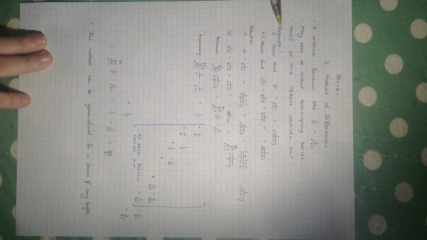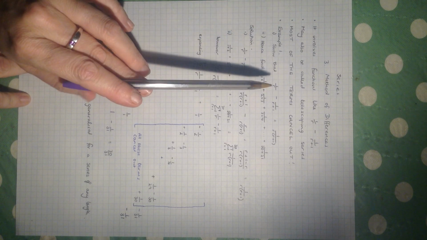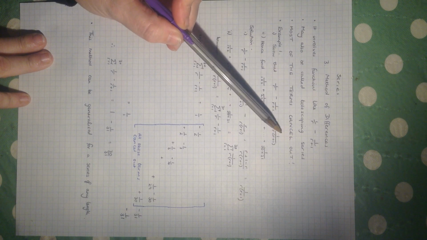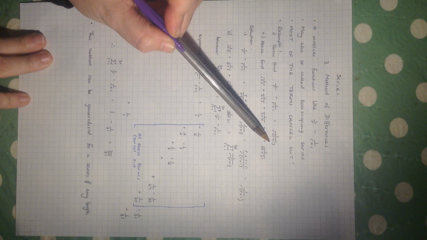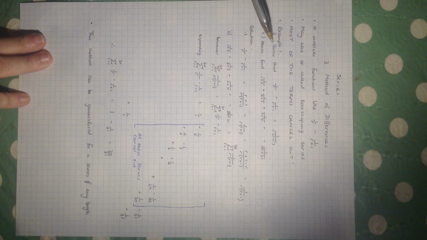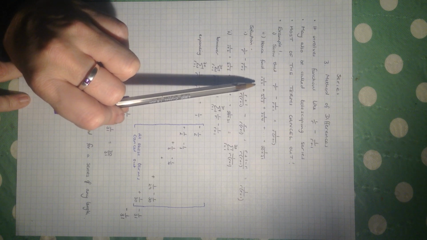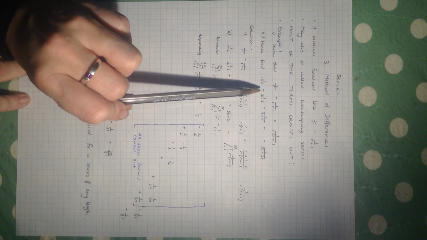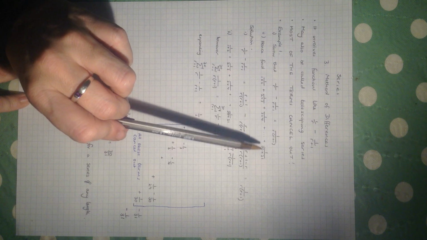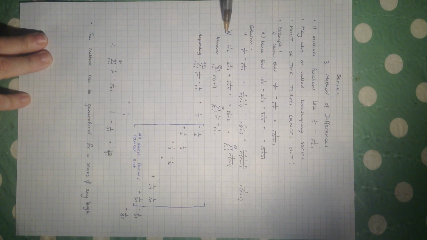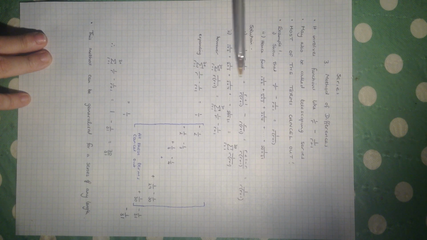So this example starts by asking us to show that 1 over r minus 1 over r plus 1 is equal to 1 over r times r plus 1, and then, hence, using that result to find the sum of the series 1 over 1 times 2 plus 1 over 2 times 3 all the way up to 1 over 30 times 31.